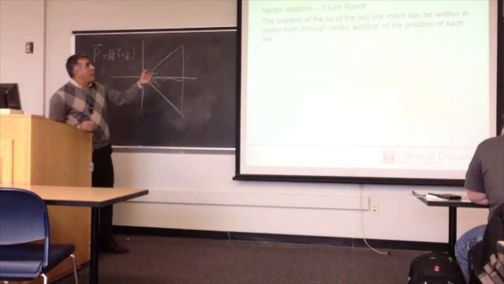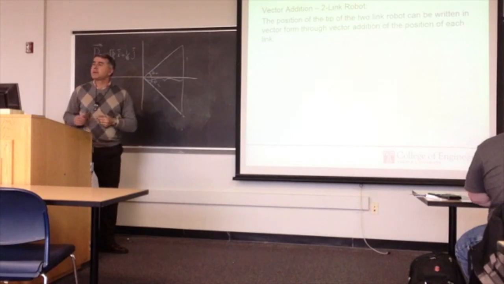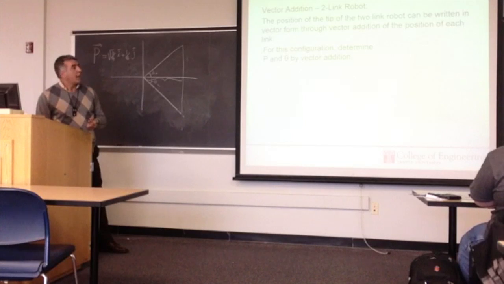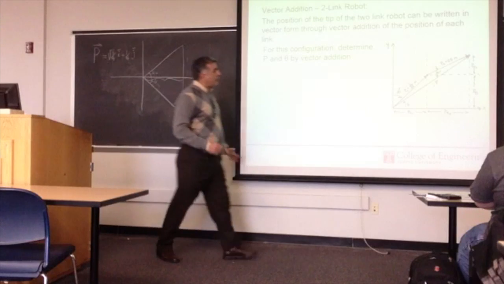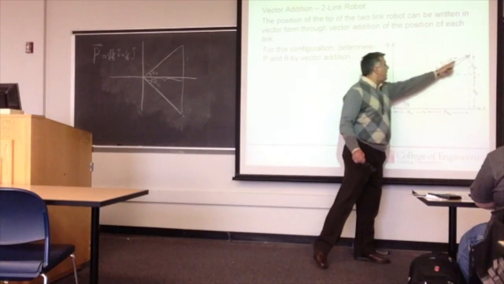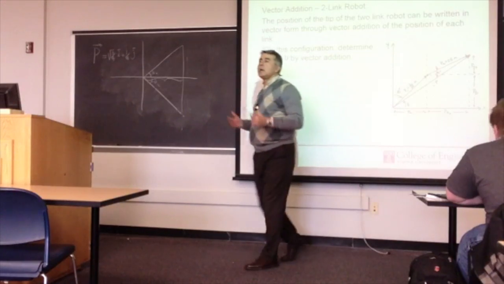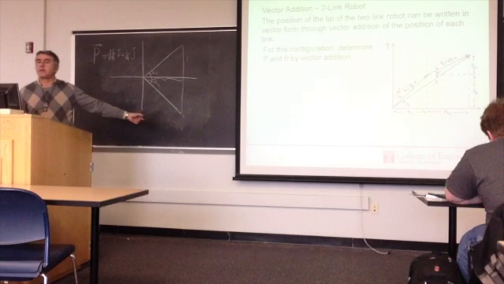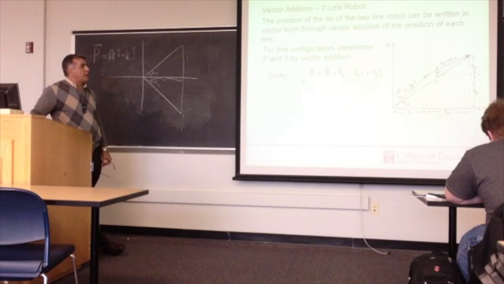Now you have the position of the tip of the two-link robot. Now we want to describe it in the vector form. How do we do that? And then we want to find out the P and theta. So now you have the same problem that you had, P1 and P2. Now you want to use the vector analysis and see if this makes life easier for us. Same problem. Does it make life easier for us?